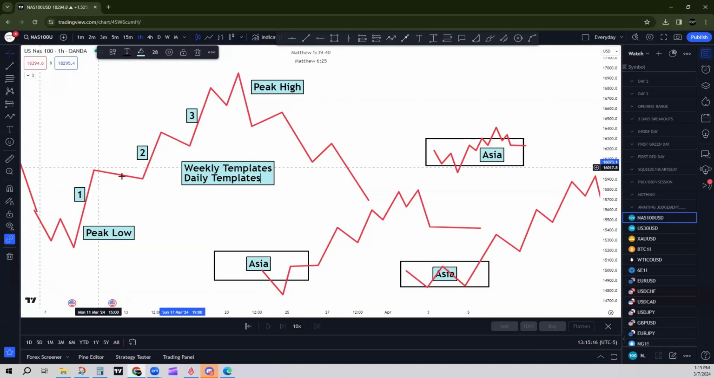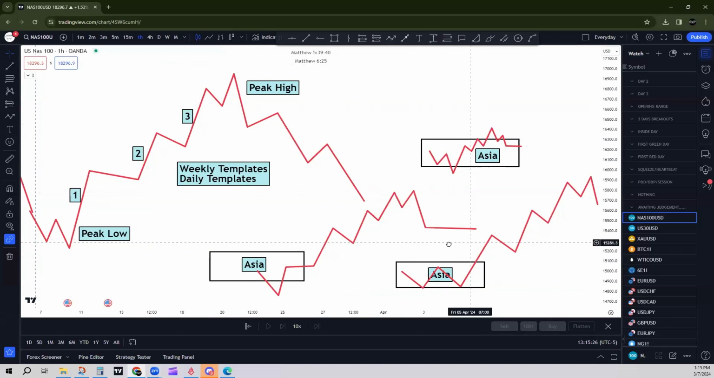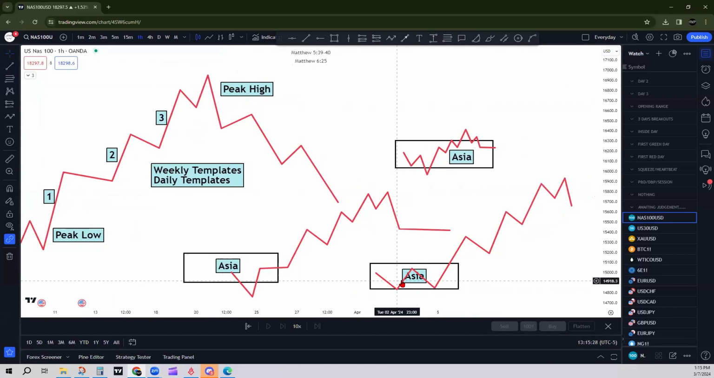So maybe we're in an up template for the week. Asian range is formed. They stop hunt outside of that range, and then you can expect 3 levels of rise to end the day in consolidation, something like that. You can also have an Asian range where they create the range and they're trading down into the low, but they don't necessarily stop hunt outside, but then break out, pull back, and you can expect 3 levels of rise.